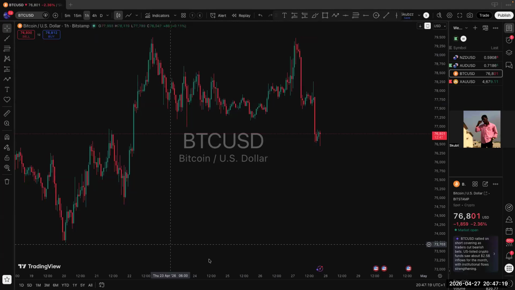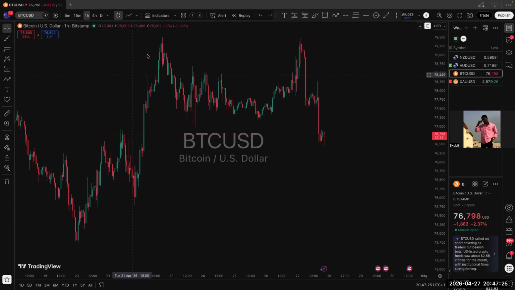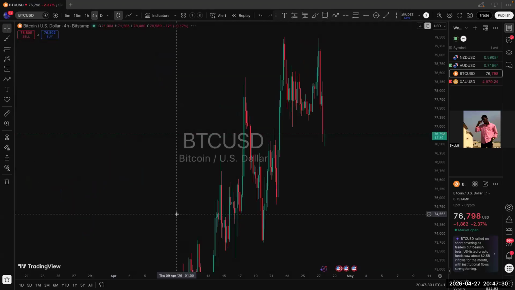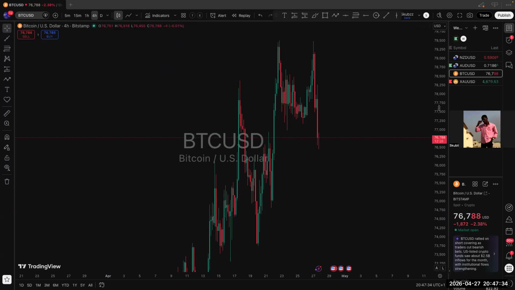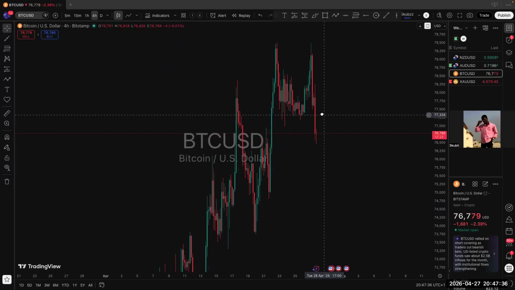So let's look at the 4 hour time frame. Now, this is the 4 hour time frame, and this is very, very interesting. I love what I'm seeing.